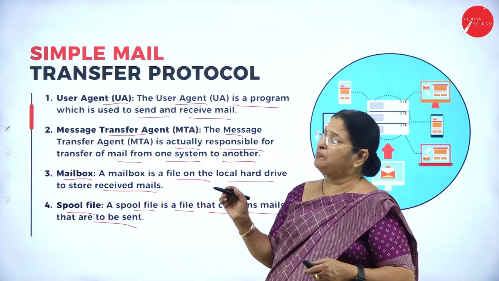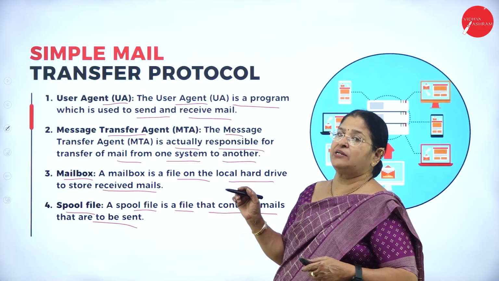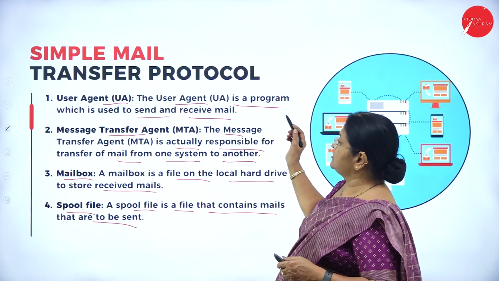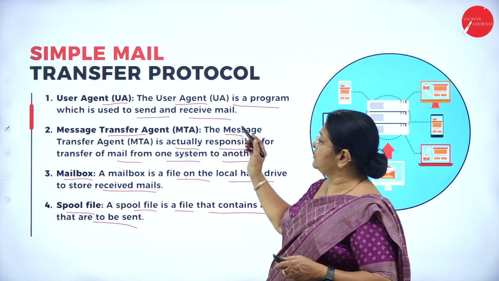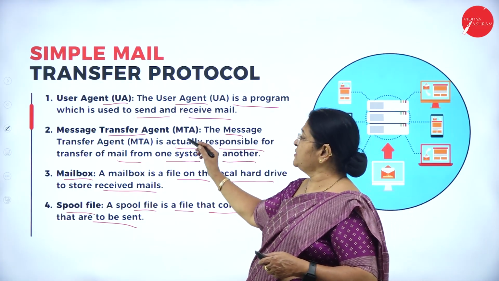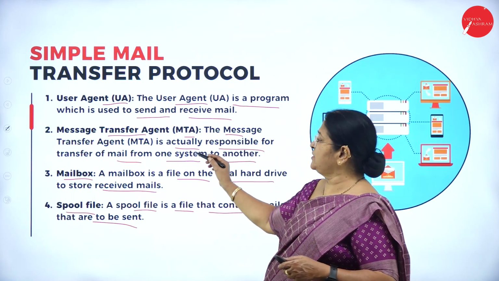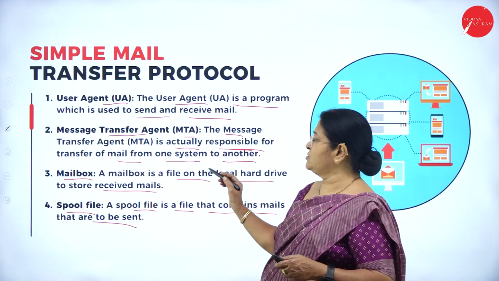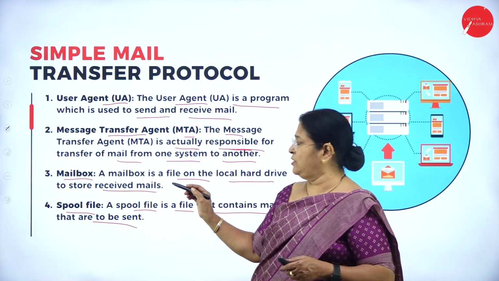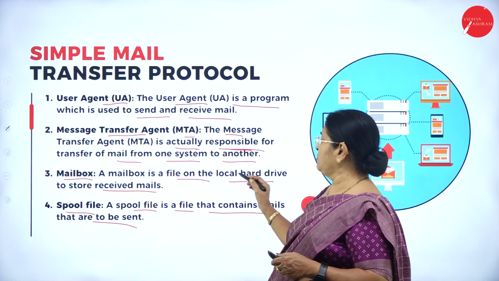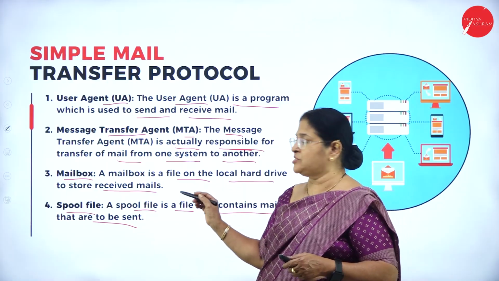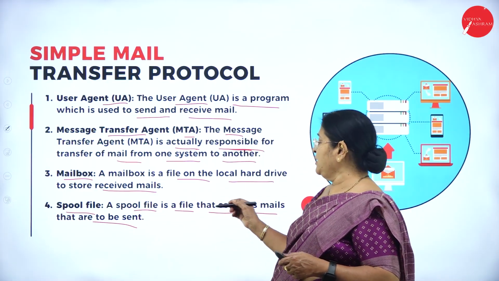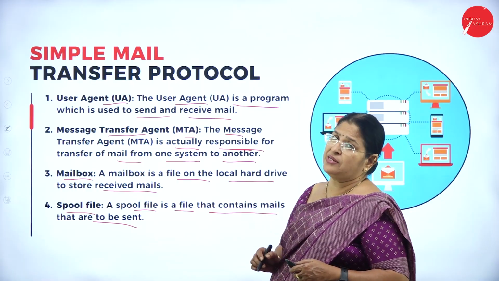So in the Simple Mail Transfer Protocol, the things that are involved are the user agent, that is UA, a program which is used to send and receive mail. The message transfer agent, MTA, is actually responsible for transfer of mail from one system to another. Next comes the mailbox, a file on the local hard drive to store received mails. Then the spool file, a file that contains mails that are to be sent.